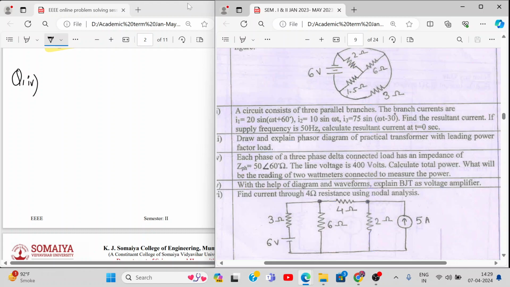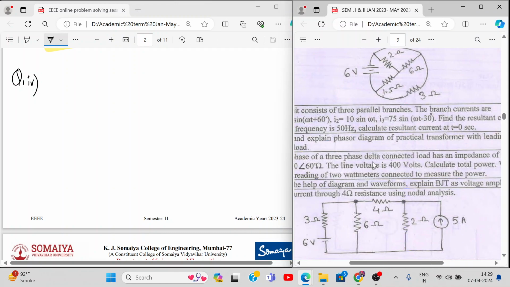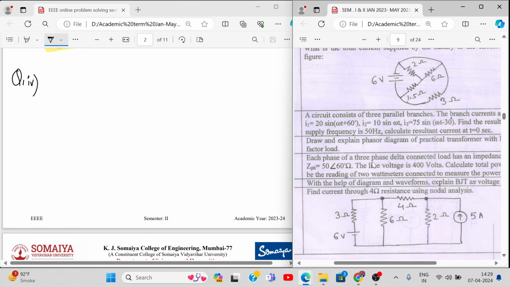So, which numerical is this? Power measurement in a 3-phase circuit using the 2 wattmeter method. That is the numerical. So, its solution is also very straightforward. Let us write down the given data.